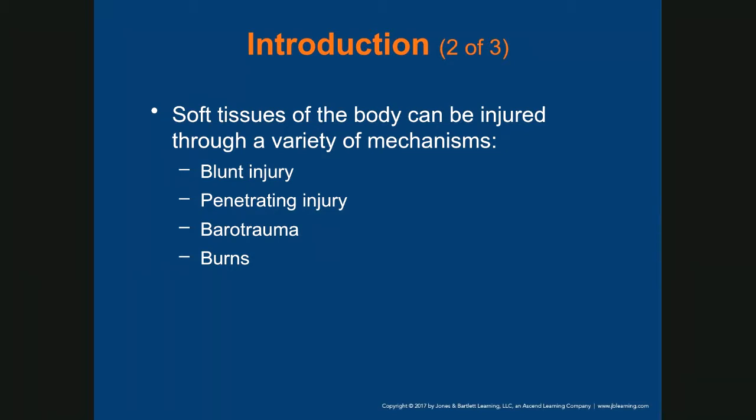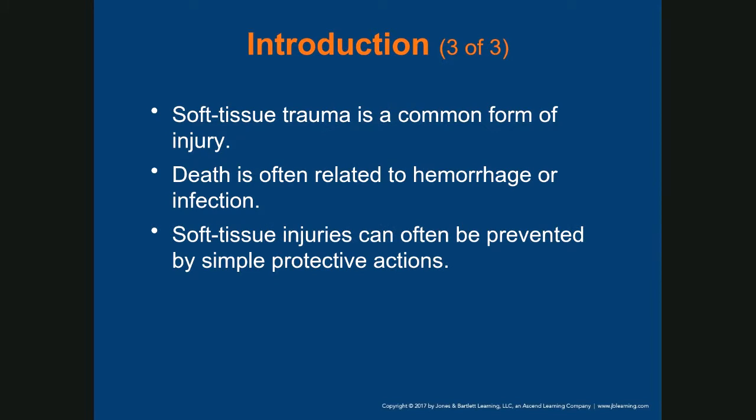All right. Now, soft tissues of the body can be injured through a variety of mechanisms. Blunt injury, penetrating injury. We're very much familiar with that at this stage. You have barotrauma, which is from pressure, and you have burns. Soft tissue trauma is a common form of injury. Death is often related to hemorrhage or infection.